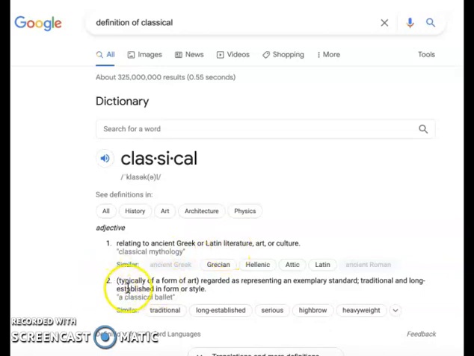So look at the second definition of classical, typically used for a form of art, representing an exemplary standard, traditional and long established in form or style. So whether it's in ancient Greek or the Gupta period in ancient South Asia, classical refers to a style of cultural achievement that is so beloved and so exemplary that it doesn't ever die out. It lives on forever as a kind of tradition.